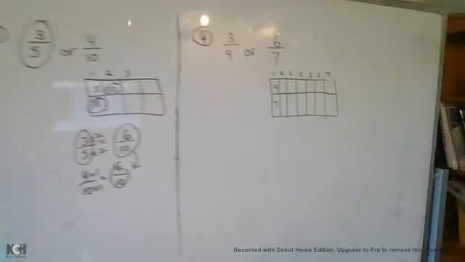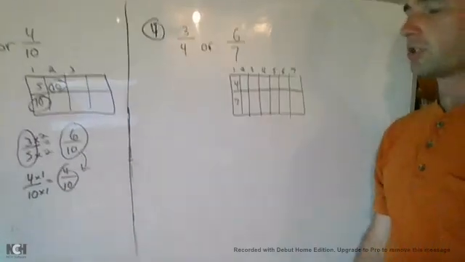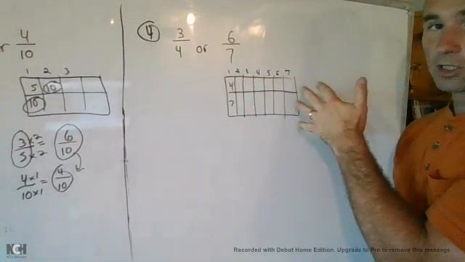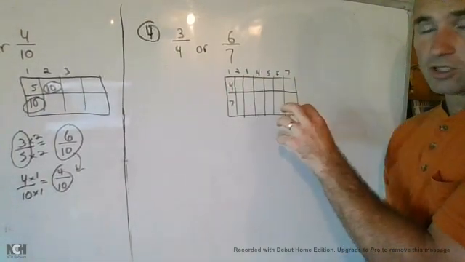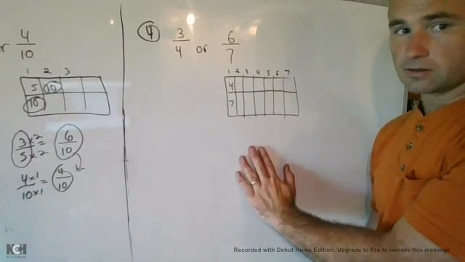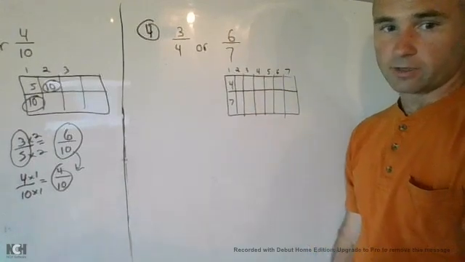Number 4, 3/4 or 6/7. Which one's larger? Go ahead, find the right multiple that finds you the common denominator, find equivalent fractions, and figure out which fraction is larger. Hit the pause button to do that now, please.